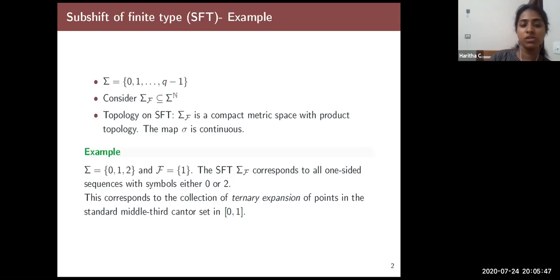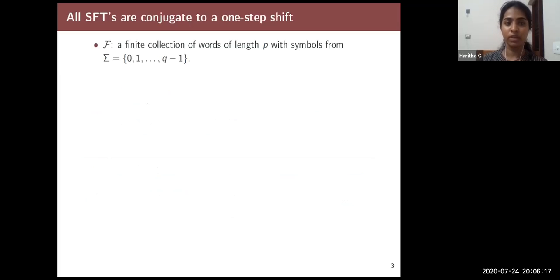Let's see an example. So we have the symbol set sigma, which is 0, 1, 2, and the forbidden collection. So F will be called the forbidden collection because the words from F are forbidden in the subshift. And the forbidden collection here is 1. Then the subshift sigma F corresponds to all one-sided sequences with symbols from either 0 or 2. And this corresponds to the collection of ternary expansion of points in the standard middle third Cantor set in 0, 1.